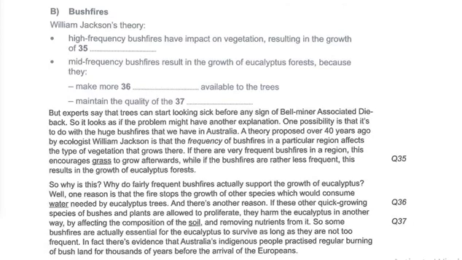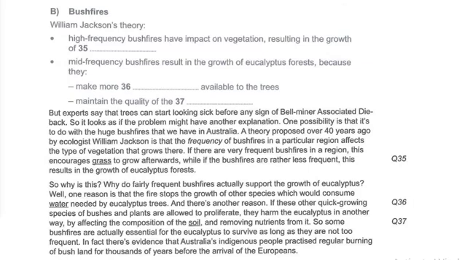If there are very frequent bushfires in a region, this encourages grass to grow afterwards, while if the bushfires are rather less frequent, this results in the growth of eucalyptus forests. So why is this? Why do fairly frequent bushfires actually support the growth of eucalyptus? Well, one reason is that the fire stops the growth of other species which would consume water needed by eucalyptus trees. And there's another reason.